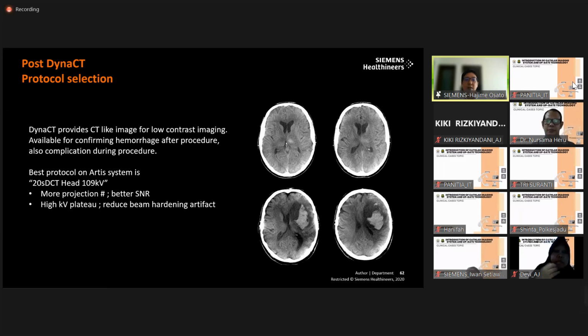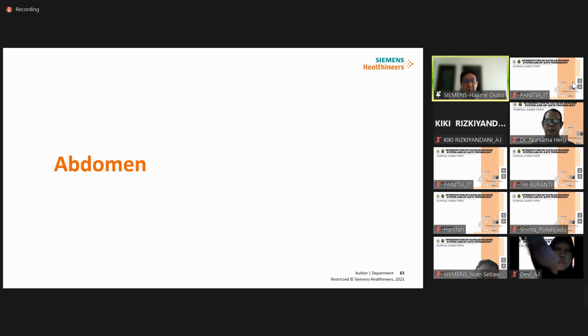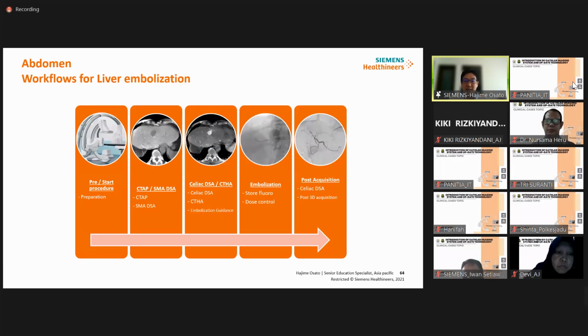So this is the end of the neuro part. So go to abdomen procedures. In the abdomen part, I introduce the liver embolization case workflow.